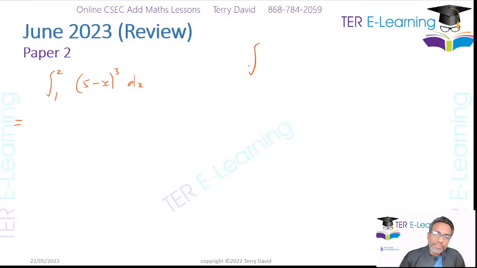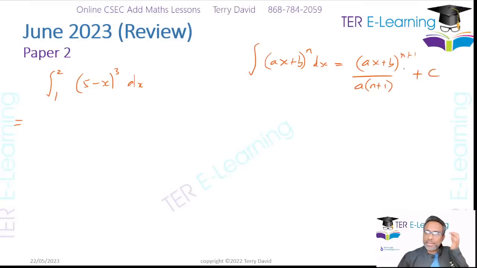Now, the formula that we're using here is this. If we have (ax plus b) to the power n, and you're integrating this, it is going to be (ax plus b) to the n plus 1, all over a times n plus 1, and then we have a constant we need to add. So this is the formula that we're going to use here. But some students don't recognize that it's a formula they're going to use. So CSEC kind of throws this in sometimes to mess with you.